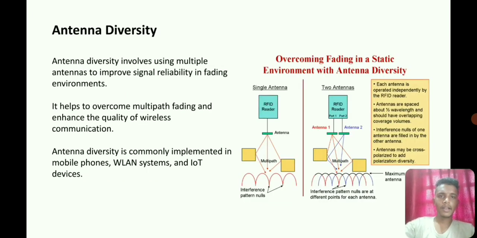And the antenna diversity. It involves using multiple antennas to improve signal reliability in a fading environment. It helps to overcome multipath fading and enhance the quality of wireless communication. Antenna diversity is commonly implemented in mobile phones, WLAN systems, and IoT devices.